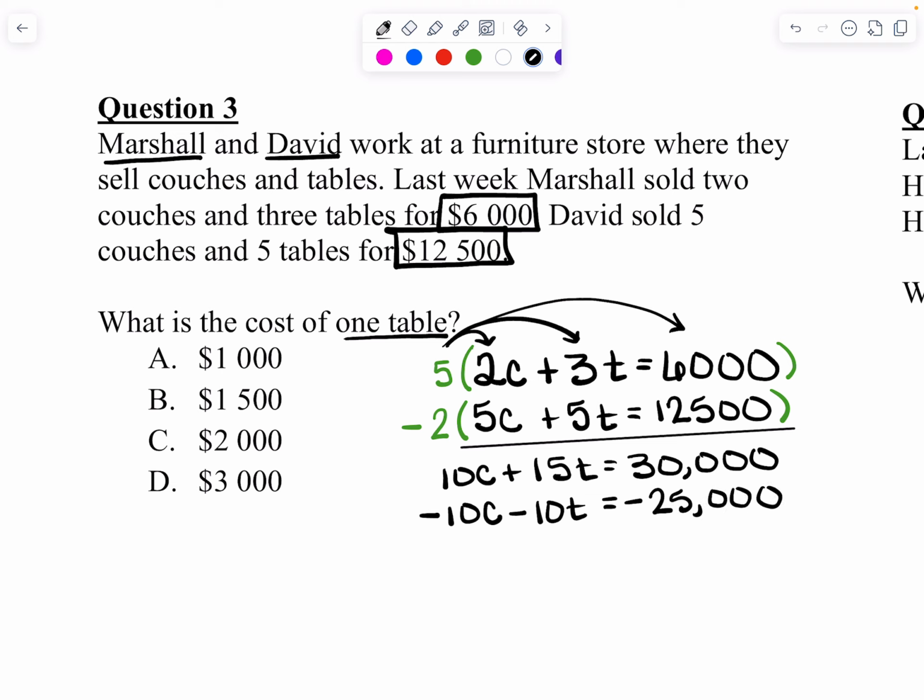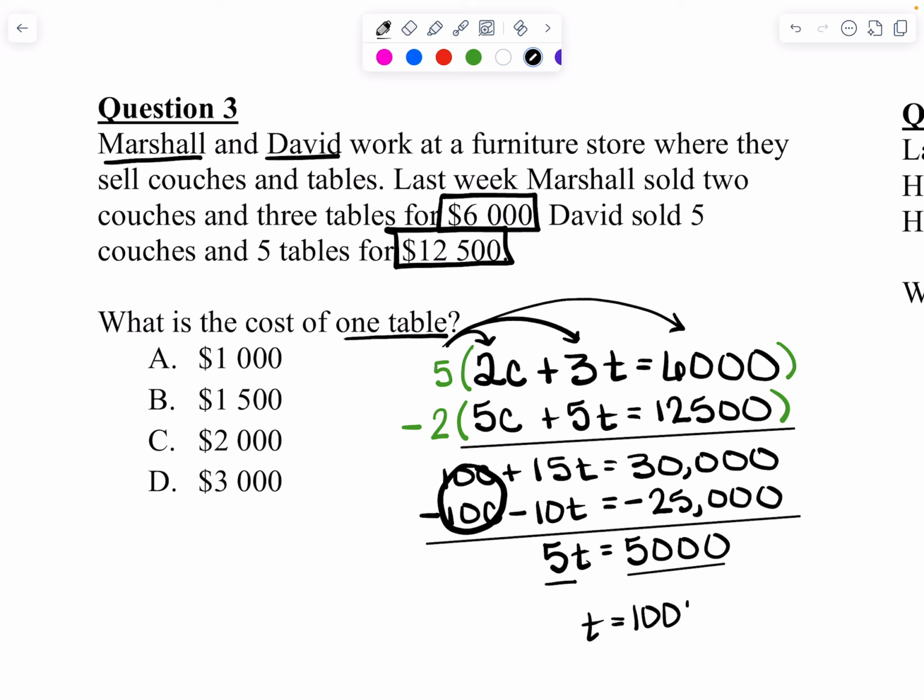Now once I have these equations, I can go ahead and combine them. So I'm going to eliminate the couches. And then I have 5 tables would cost $5,000. No, but I don't want to know 5 tables. I want to know just one. So I divide by 5, and I get T is equal to 1,000. So the cost of one table is $1,000. Okay, let's go on to question number 4.